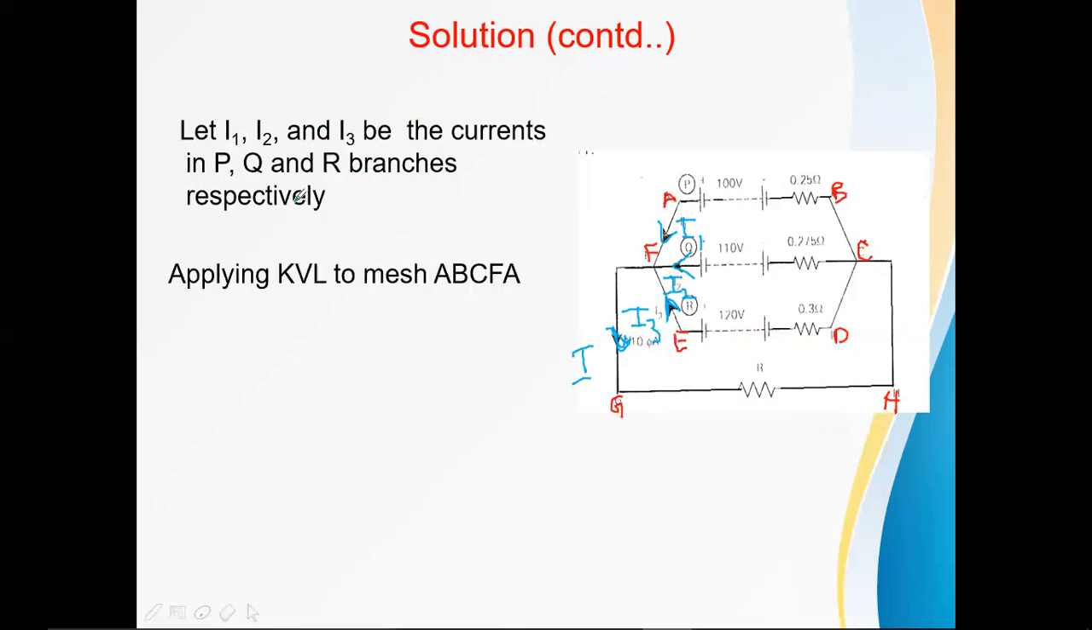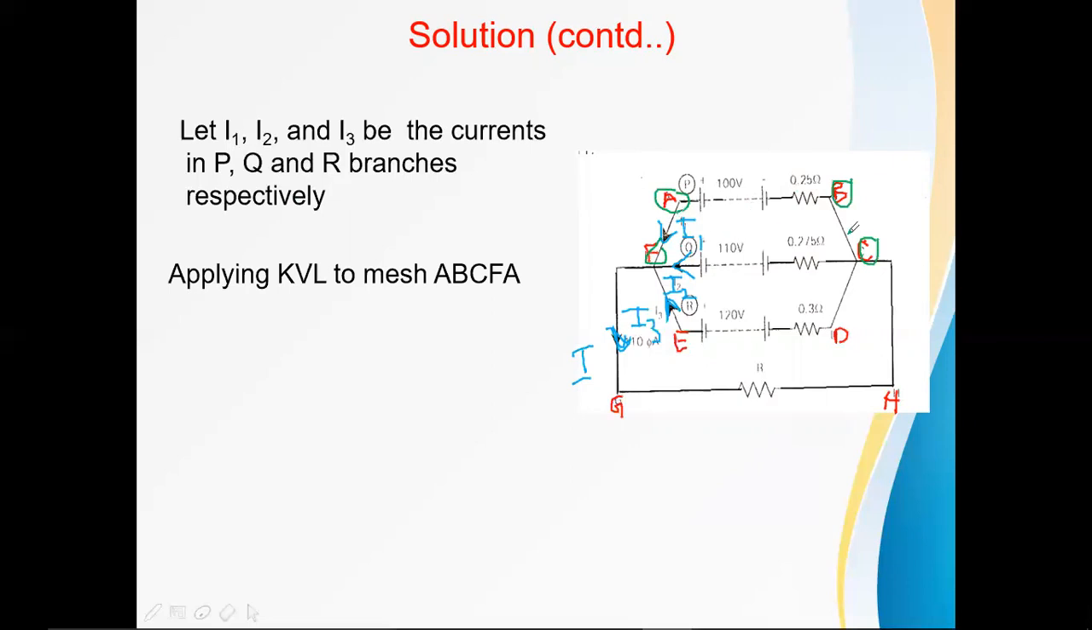Apply KVL to mesh A, B, C, F, A. So I am applying KVL to A, B, C, F and A for this branch only, for these branches with 0.25 ohms and 0.27 ohms.